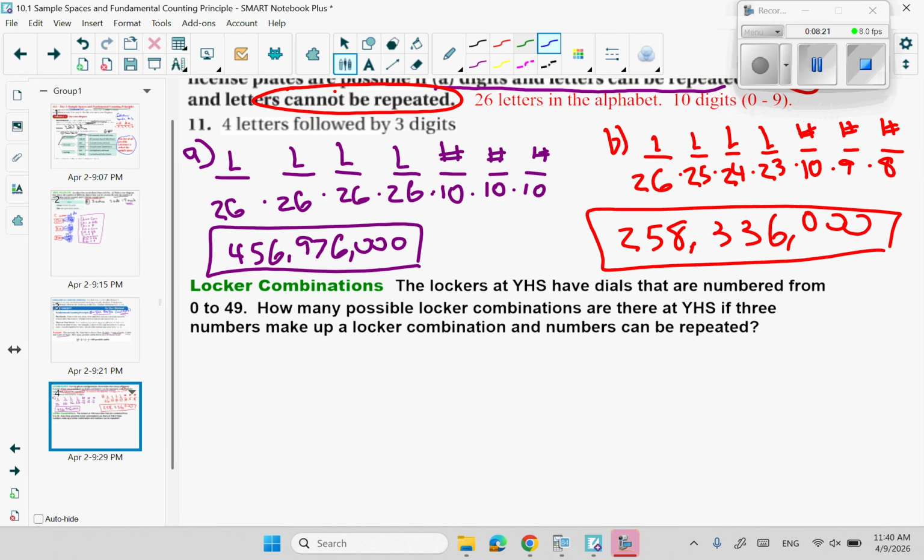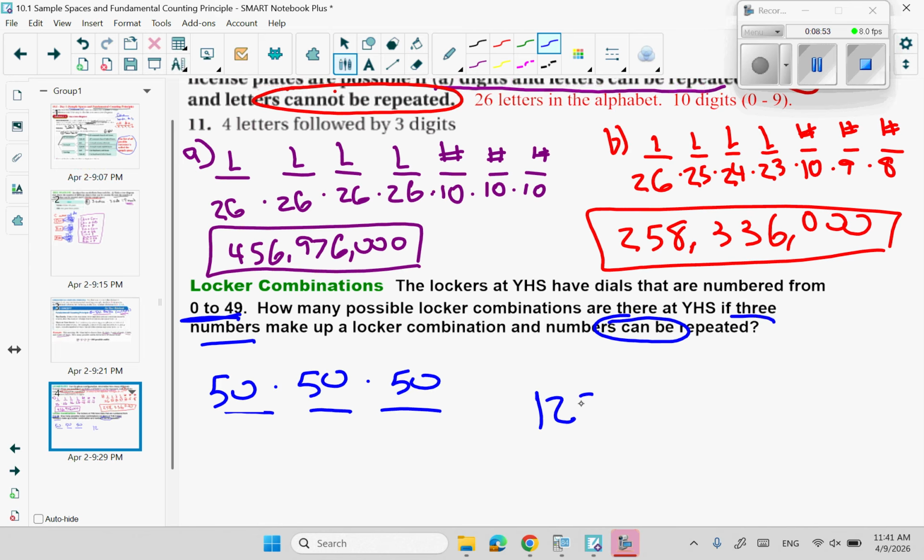Okay. The lockers at YHS have dials that are numbered from 0 to 49. How many possible combinations are there if 3 numbers make up a combination and they can be repeated? So I only have 3 spots. Well, if I could do any number from 0 to 49, that's actually going to be 50 total different things that could be there, because 1 through 49 would be 49, and then 0 is an extra one. It can be repeated, so I'd also get 50 in the other 2 spots as well. So I can multiply that all together, and I'm going to get 125,000.